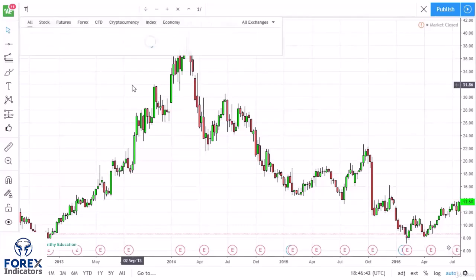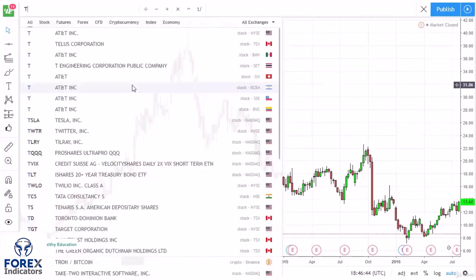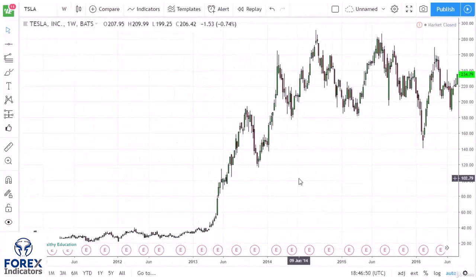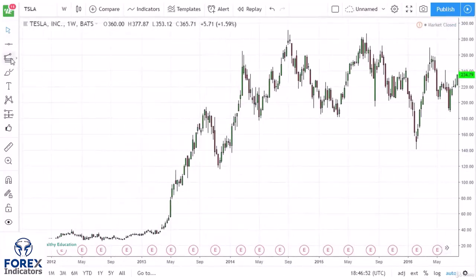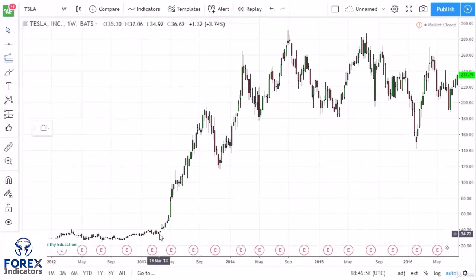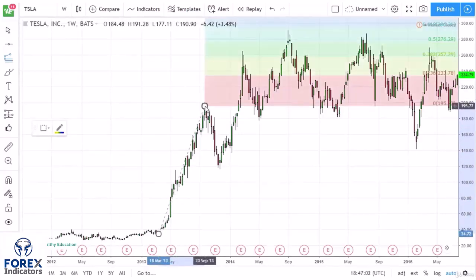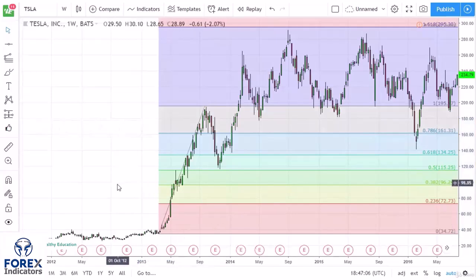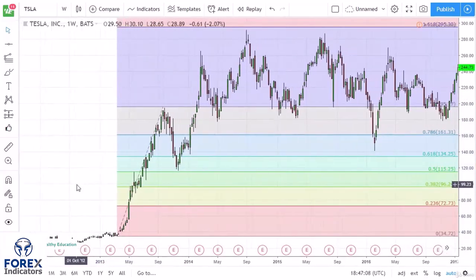So let's go ahead and see what Tesla's got going on. I'm going to use the trend-based fib extension because it gives us both. We've had a nice strong move all the way up to here. We pulled back here. So let's take a look at this trade.